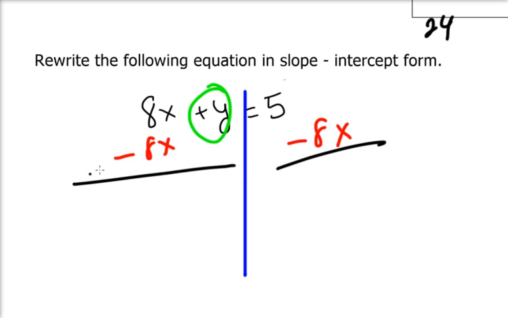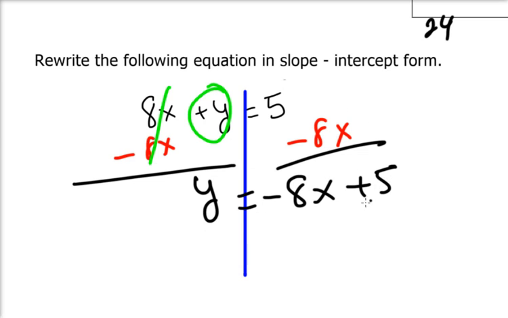Okay, so now on the left side of the equation, this positive 8x minus 8x is 0. And all I have on the left is just that positive y. And then I'm going to write the x first. So on the right hand side now we got that negative 8x and then plus this 5. So I got two things. So plus 5 on the right. And that's it. This is number 24.